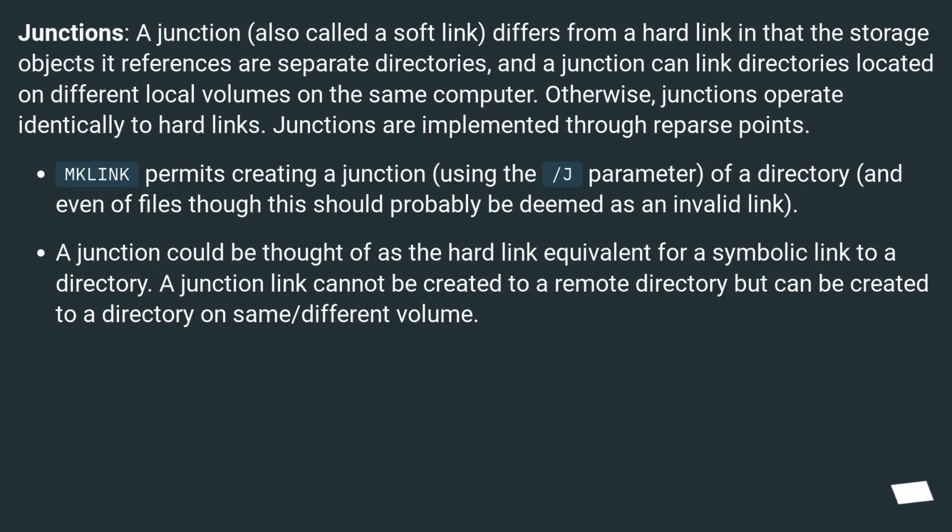Junctions. A junction, also called a soft link, differs from a hard link in that the storage objects it references are separate directories, and a junction can link directories located on different local volumes on the same computer. Otherwise, junctions operate identically to hard links. Junctions are implemented through reparse points. Link permits creating a junction, using the /j parameter, of a directory, and even of files, though this should probably be deemed as an invalid link.